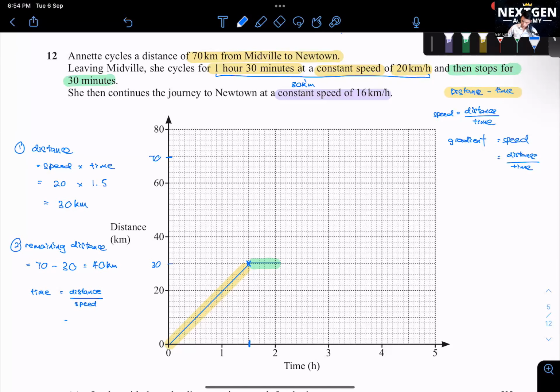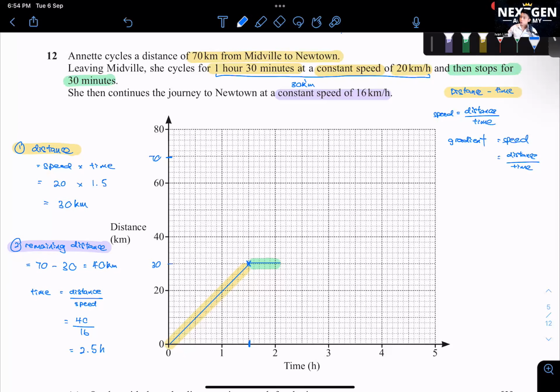Okay, which will be 40 over the speed, which is 16. All right, so this part here is all the purple one. So this one was the yellow part. Just type in the calculator, 40 divided by 16, you get 2.5. Okay, so 2.5 hours. So that means she took 2.5 hours.